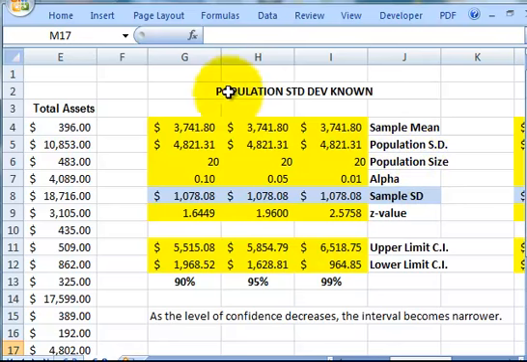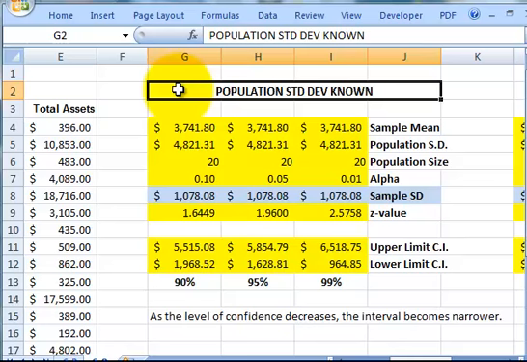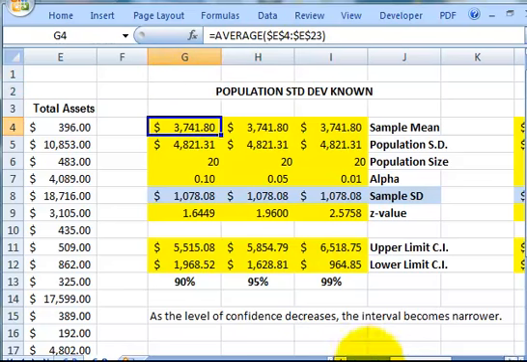I'm going to use that over here as my population standard deviation. This first block is where we calculate all of our confidence intervals assuming the population standard deviation is known. If we assume that, we can take a sample mean, which is relatively easy. We just take the average of our sample. I happen to get 3,741. You might get something different because you randomly generated your sample.